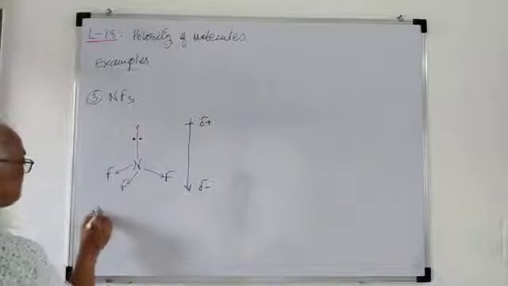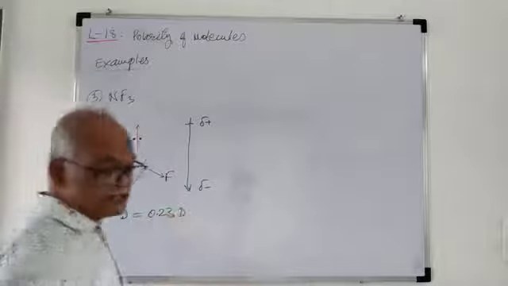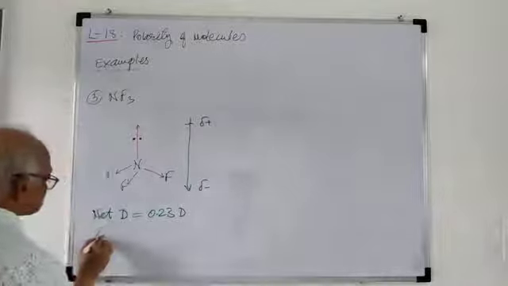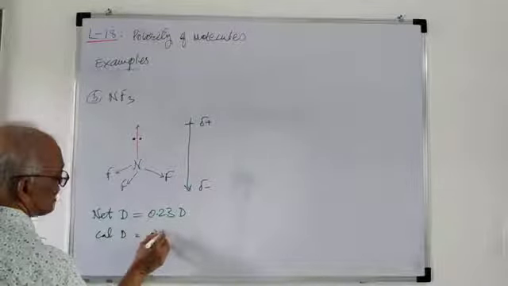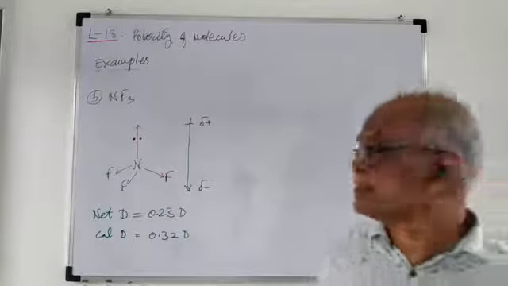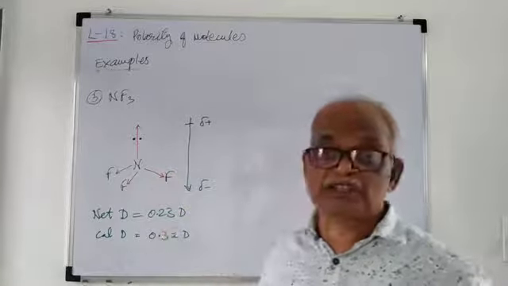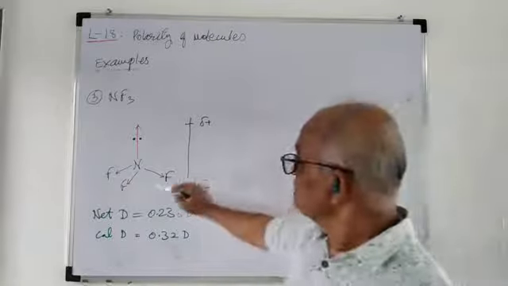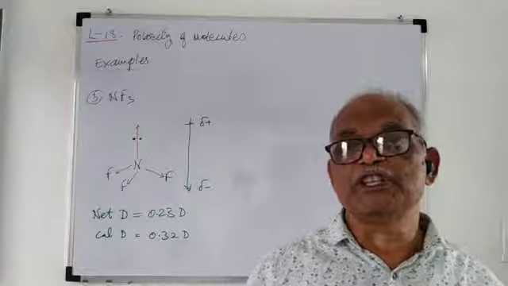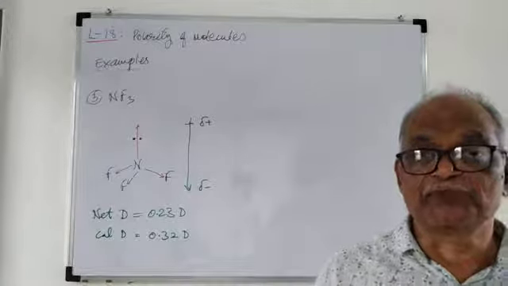dipole is very less, 0.23 D. Similarly, if we find the calculated dipole, it is 0.32 D. So compared to H2O and NH3, you will find that the dipole moment of this molecule is much less. Why is it so? This is because the bond dipoles and lone pair dipoles are acting in opposite to each other. As a result of this, the dipole moment of the molecule is reduced.